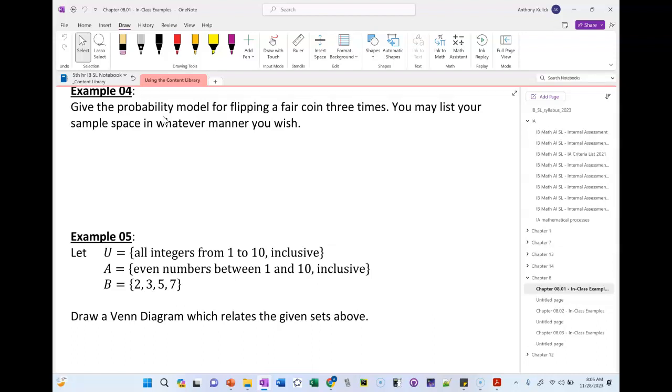2 to the third, right? There's 2 outcomes for a coin flip, head or tail. You're doing it 3 times. That's 2 times 2 times 2. That's 8, or 2 to the third. Everyone's okay there? All right. List them then, those 8 outcomes.